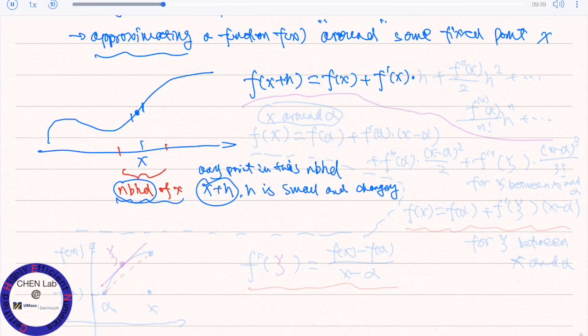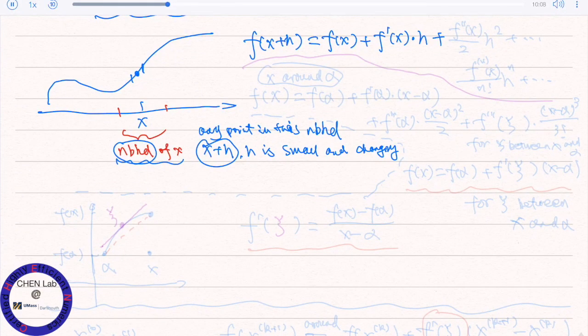Times what? Times h. H is the run, right? Run from x to x plus h. You're approximating x plus h. You go from x to x plus h. The difference is h.